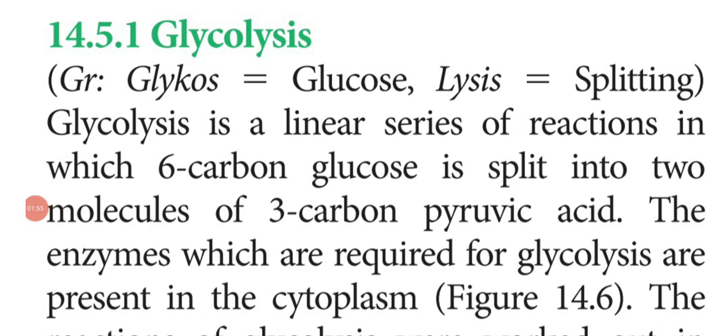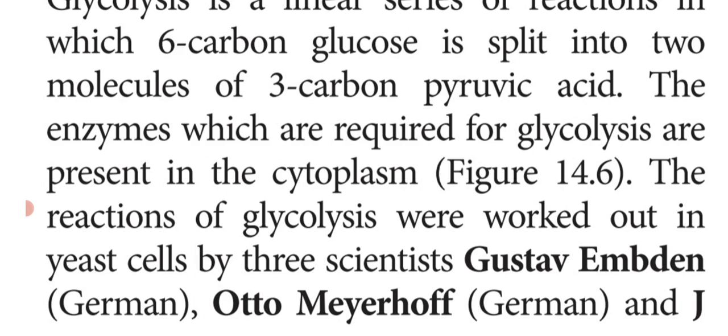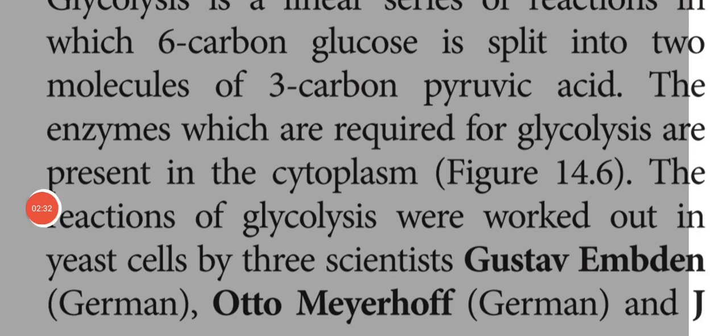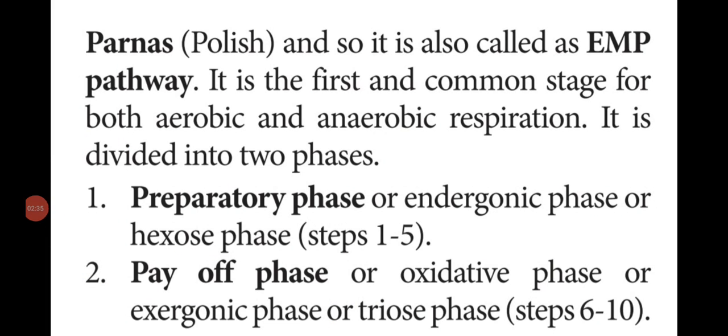Dear students, see the process glycolysis. The Greek word glykos means glucose. Lysis means splitting. A 6-carbon compound of glucose is split into 2 molecules of 3-carbon pyruvic acid. It takes place in the cytoplasm, and it was also observed in the unicellular fungi named yeast. It was observed by 3 scientists, Embden, Meyerhof and Parnas. So this cycle is known as the EMP pathway.